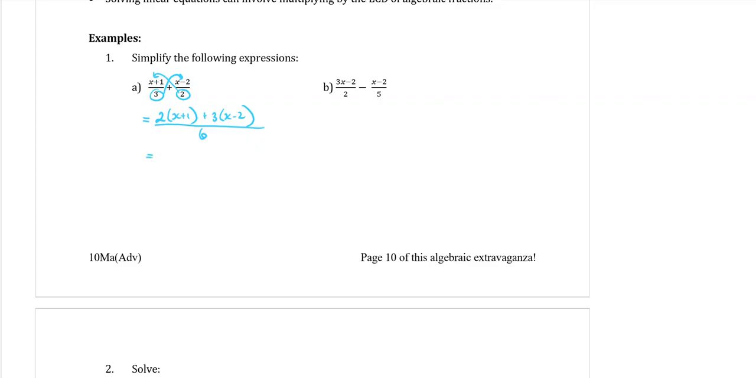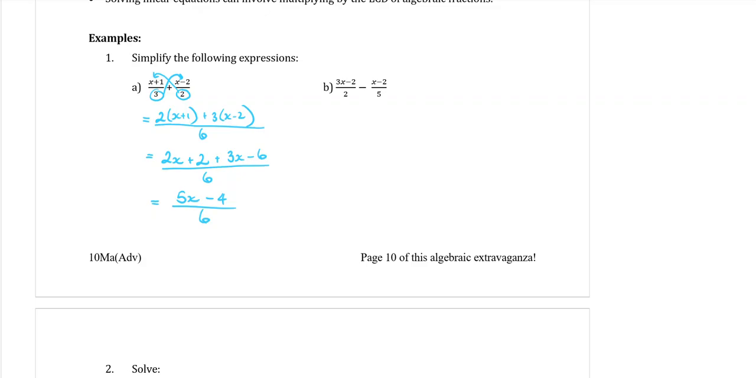Then all I do is expand and simplify the top. So 2 times x is 2x, 2 times 1 is 2. Plus, expanding the 3, we get 3x minus 6 over 6. Collecting like terms on the top, we have 2x plus 3x makes 5x, and 2 minus 6 makes minus 4, all over 6.